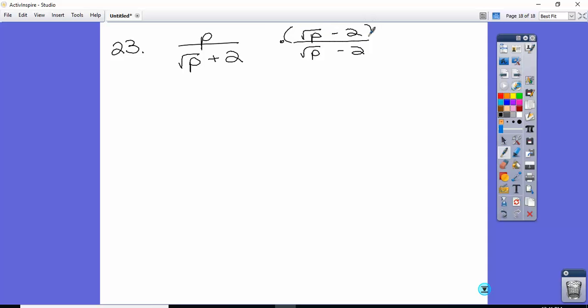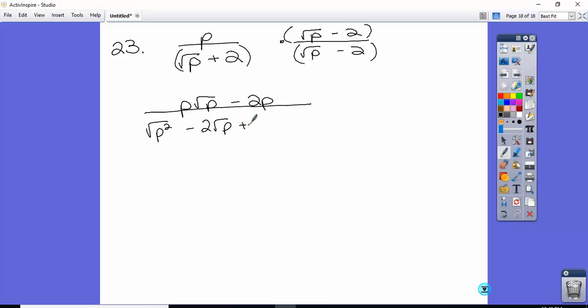So when we do that, we distribute p times the square root of p minus 2p. On the bottom, if we multiply these, we have to FOIL. So square root of p times the square root of p, that's the square root of p squared, minus 2 radical p plus 2 radical p minus 4.